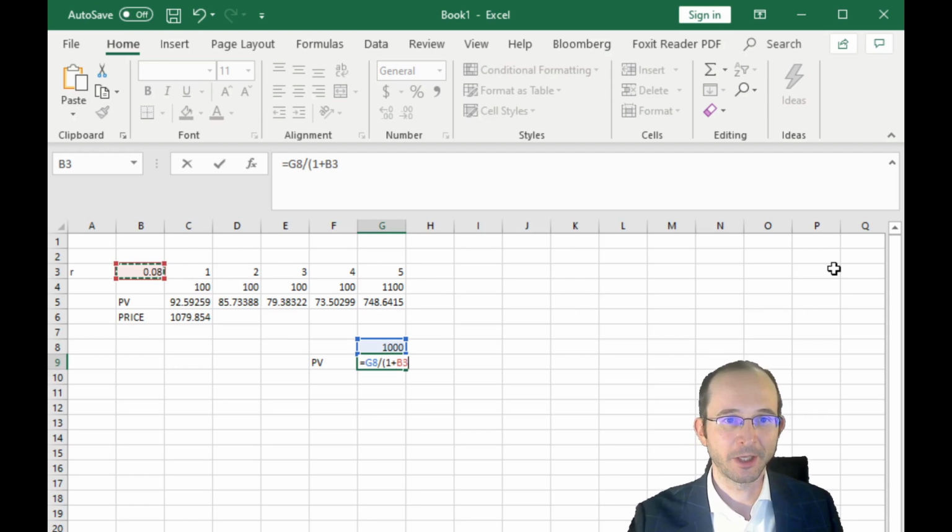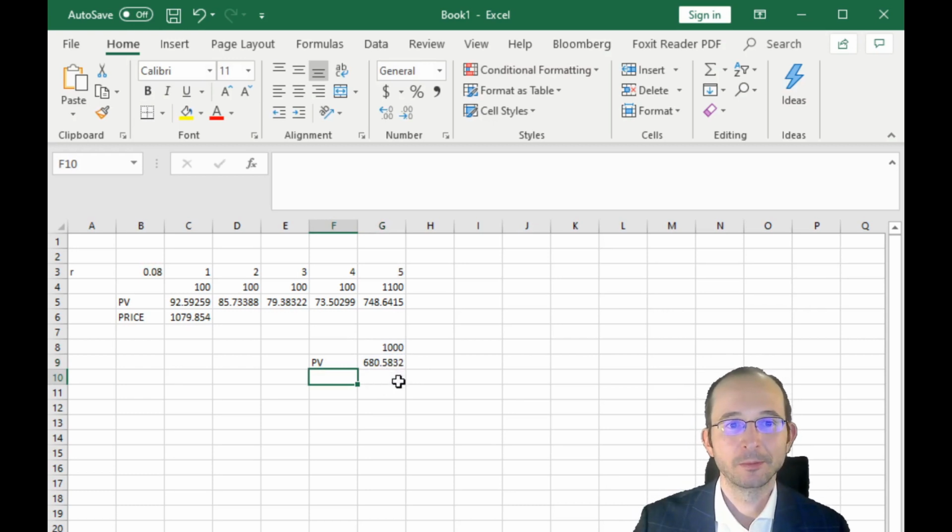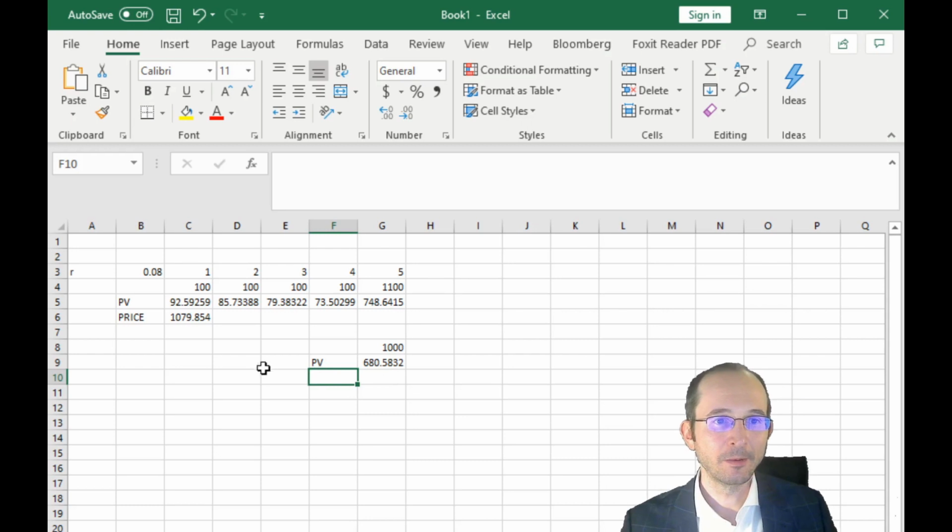We won't worry about the static reference because we aren't really going to change any cell references here. And we're going to discount 5 times. So this is what the repayment of principal is worth to us right now. What about the annuity?